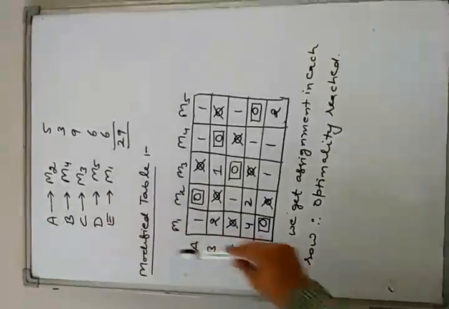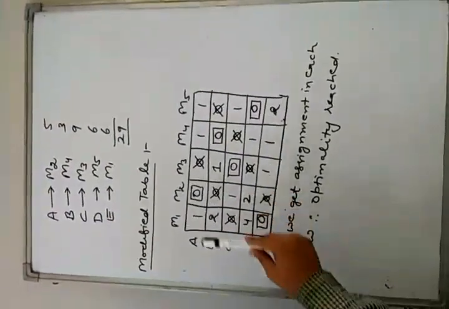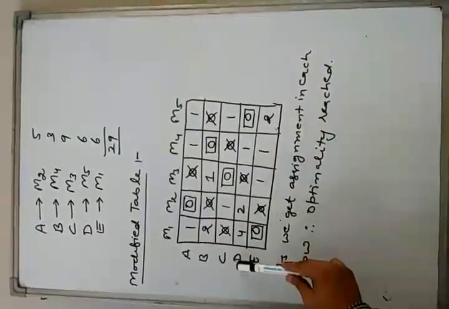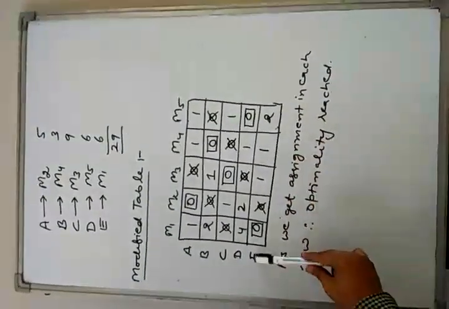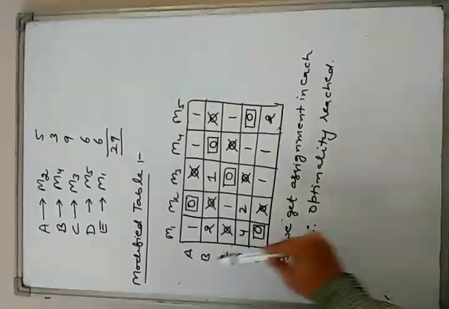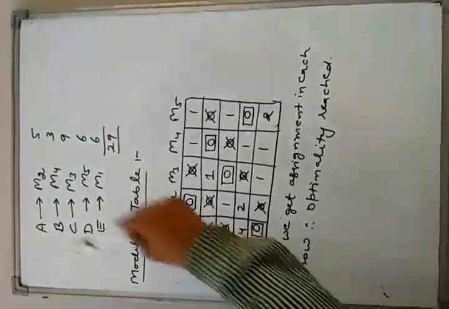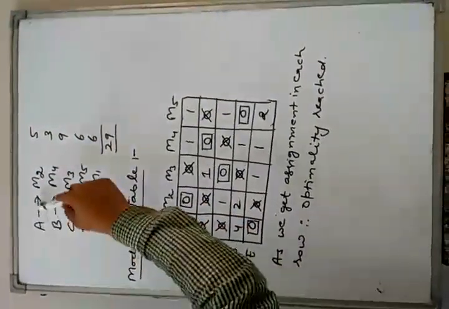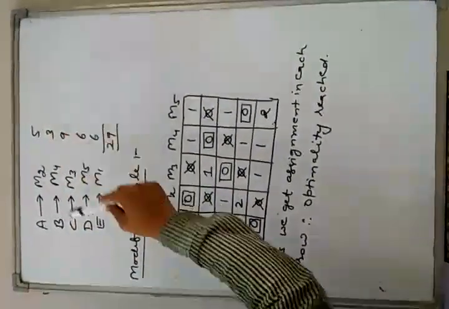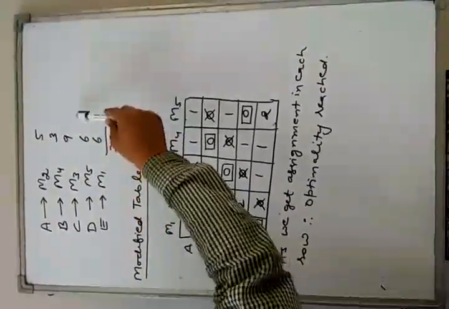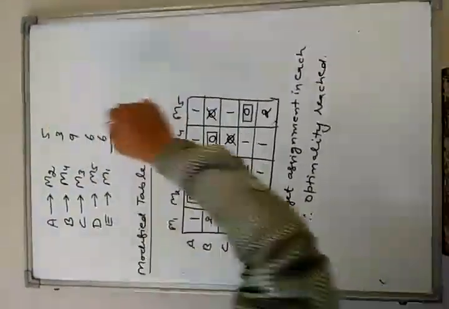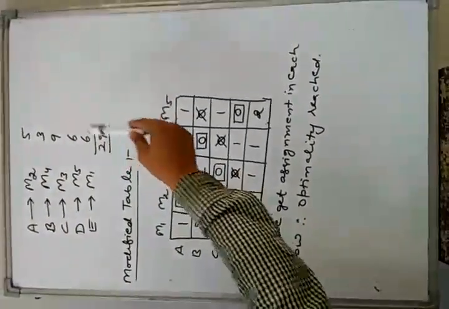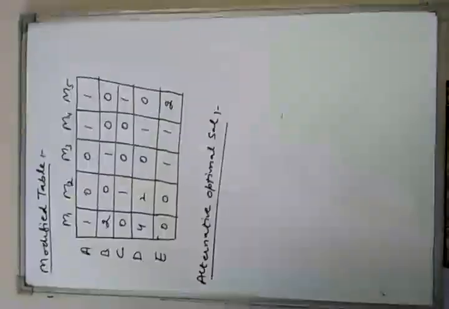As this is our optimal table, optimality is reached. Therefore, the optimal solution is A assigns to machine M2, B assigns to machine M4, C assigns to machine M3, D assigns to machine M5, E assigns to machine M1. And the cost you will take from the first original table, that is A to M2 is 5, B to M4 is 3, C to M3 is 9, D to M5 is 6, E to M1 is 6. After calculation, we will get the optimal solution, that is 29.